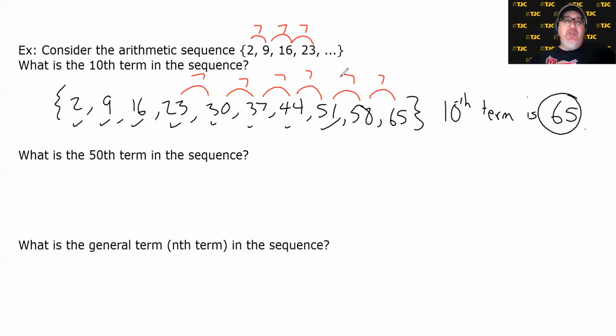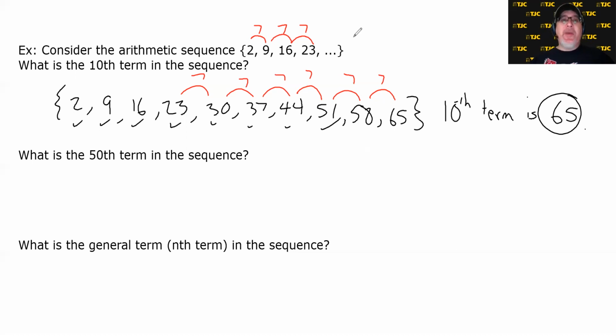Now, could we do the same thing we did before, which was keep adding until we get there? We could. But I think this one makes you want to not keep adding 7 until you get to the 50th position. I think this one kind of motivates you to ask, is there a quicker way to get to the 50th term in the sequence without having to add 7 a bunch of times? Well, how many times will we have to add 7 to get there? 50 times? Not really.